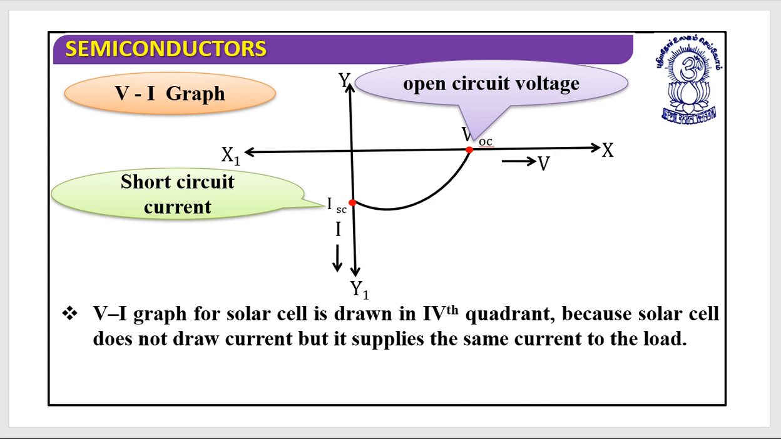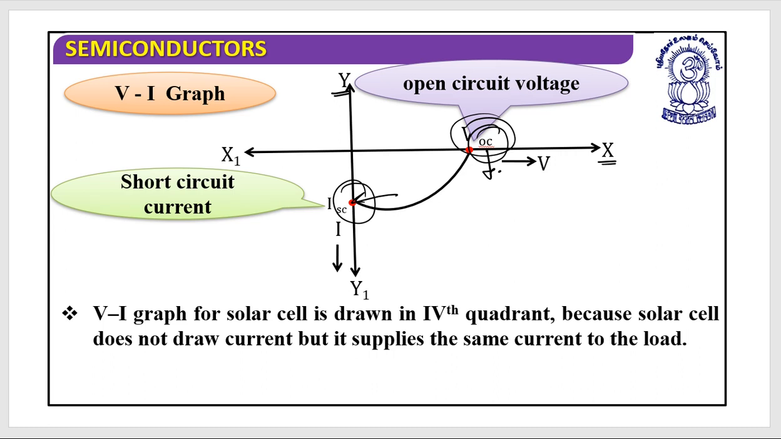If we plot the voltage versus current, voltage on the x-axis and current on the y-axis, for the solar cell, then this is probably the only material or element whose VI characteristics lie in the fourth quadrant. Always remember this. Other than the solar cell, no element has its characteristics in the fourth quadrant. As you can see, this is the open circuit voltage and this is the short circuit current. Please do remember this.